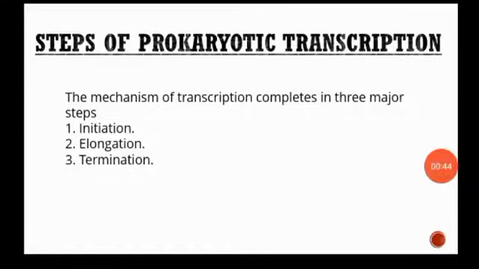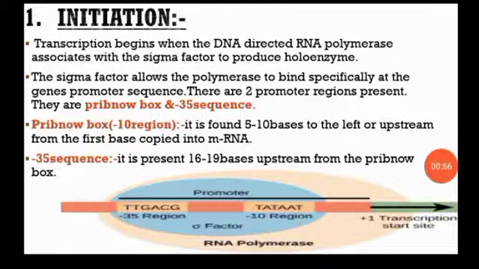Now, steps of prokaryotic transcription. The mechanism of transcription completes in three major steps. The first one is initiation, the second one is elongation, and at last termination. In initiation, the transcription begins when the DNA-directed RNA polymerase associates with the sigma factor to produce the holoenzyme. Basically, the holoenzyme is required for correct initiation of transcription, binding to the promoter. Then the sigma factor allows the polymerase to bind specifically at the gene's promoter sequence.